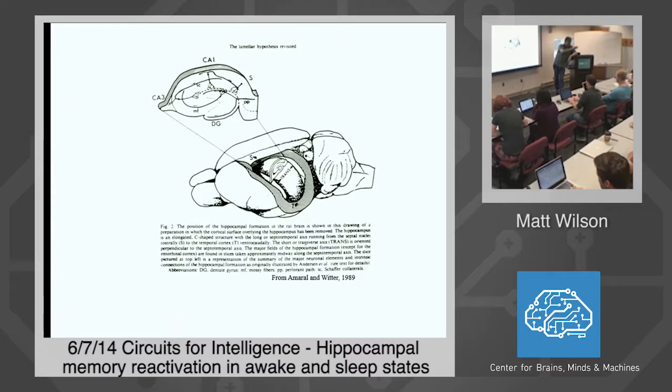Really remote memories seemed to be intact, suggesting there was some kind of transformation of information requiring the hippocampus over time. And so we'll talk about all of these issues: encoding of information, the immediate processing of information, and then mechanisms that might contribute to the long-term transformation or consolidation of information.